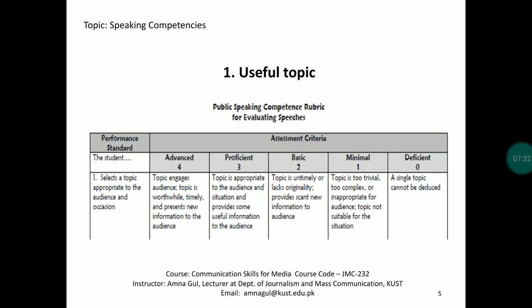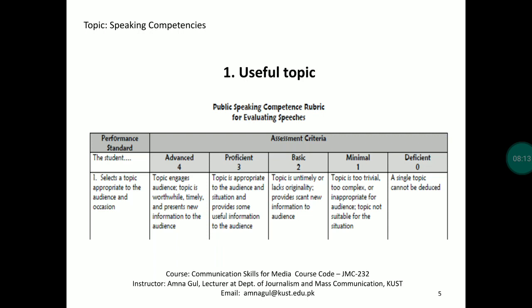For example, number 3, the proficient one: the topic of his speech is appropriate to the audience and situation and provides some useful information to the audience. So this is good enough still, but it's not excellent. Number 2, basic: the topic is untimely or lacks originality, provides scant new information to audience. So it has little new information for the audience. And number 1, minimal: the topic is too trivial, too complex, or inappropriate for audience. The topic is not suitable for the situation. So these are the differences.